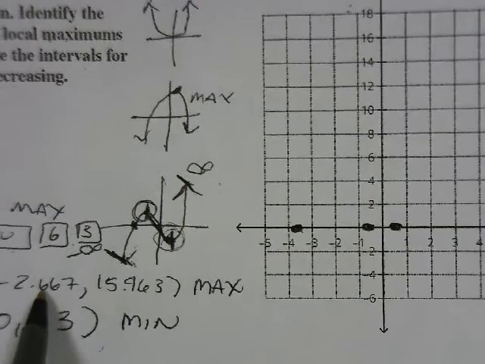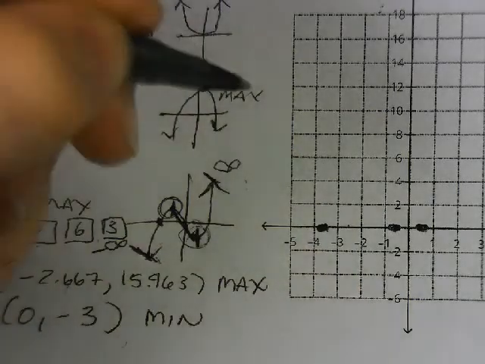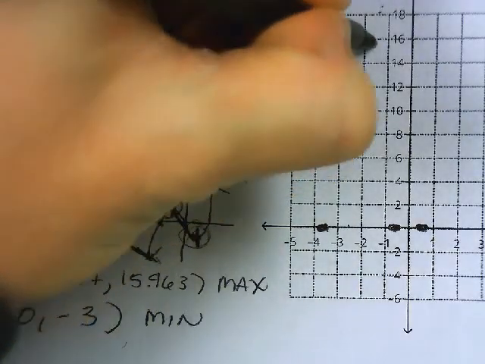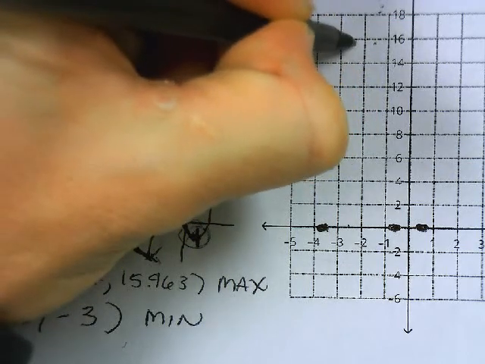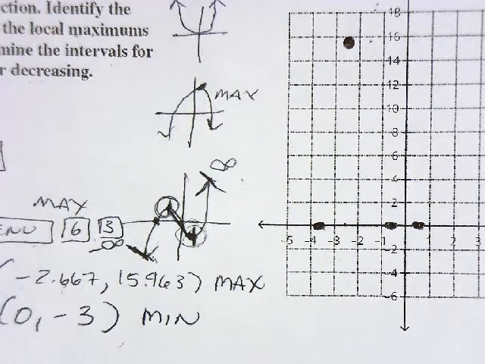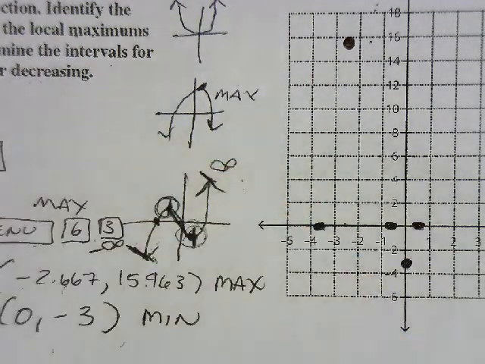Negative 2.667 is about right here, and then we're going to go up to 15.9, which is almost 16. Negative 2.667. Okay, so that's about right here for your local maximum. And your local minimum happens at 0, negative 3, which is right here. So that's dotted in. And now we're going to talk about intervals of increasing and decreasing.